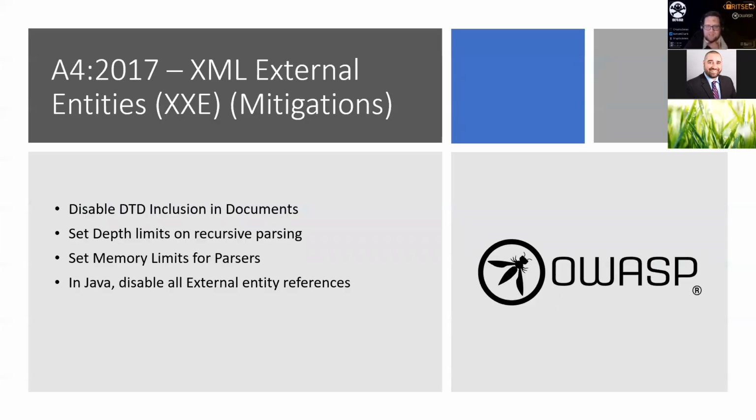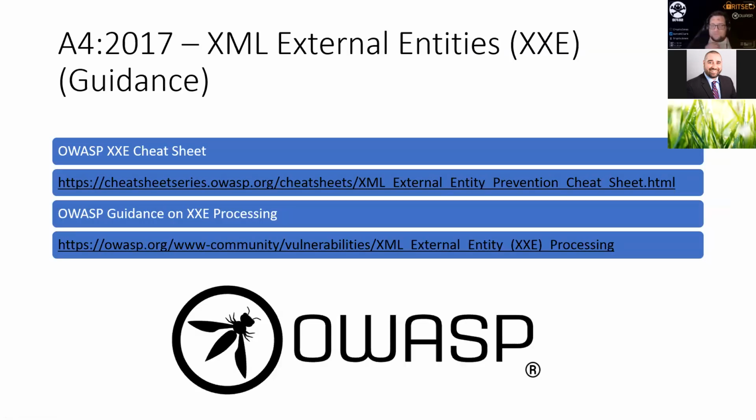One of the mitigations for that is to set depth limits on your recursion, disable DTD inclusion so that it has to pull from either external sources, or just disable defining them altogether. You definitely set memory limits for your parsers. I'm assuming that's possible. I haven't actually used a parser in probably like 5 years for XML. In Java, Jim Manico, who we'll get to later, says just disable all the external entity references just to be safe, because he was a Java programmer. Then we have a cheat sheet, the XML entity prevention cheat sheet, and we also have guidance on XXE processing. So those are definitely worth taking a read of.